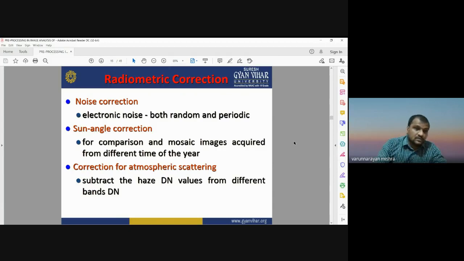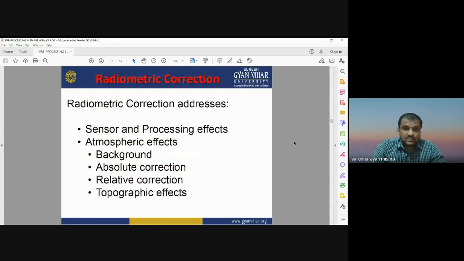We may also perform the radiometric correction because of the errors caused by atmospheric scattering. For that, we need to subtract the digital numbers having some haze from the normal DN values, so we can reduce the effects of the haze on the pixels. So the radiometric correction can be done to address the problems caused by the sensor and by the atmospheric effect. Atmospheric effects include the background, the absolute correction, the relative correction, or topographic effects.